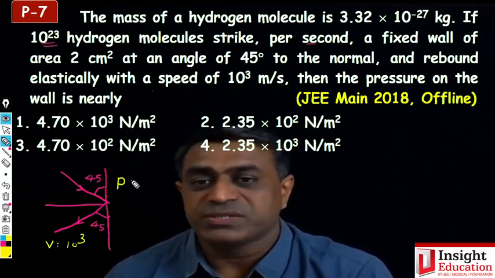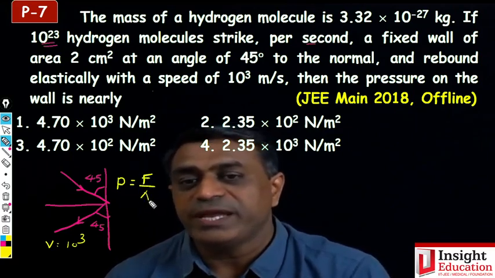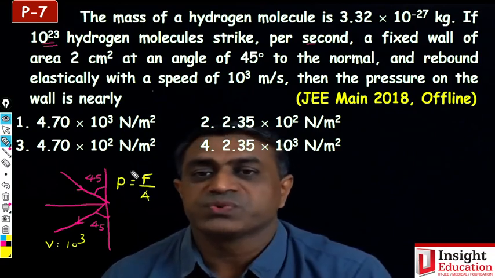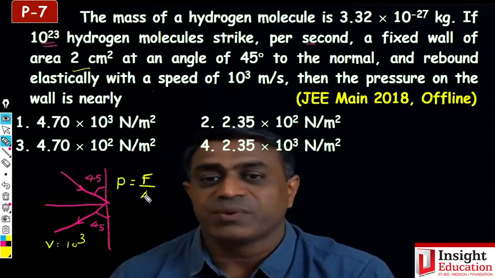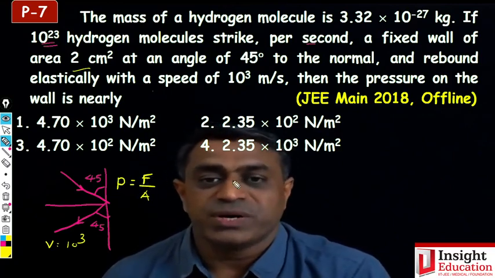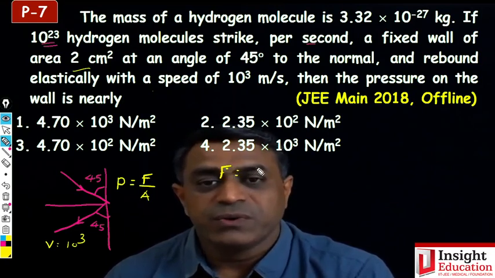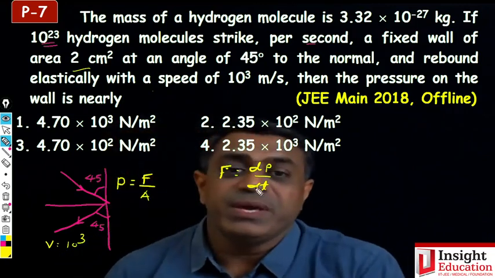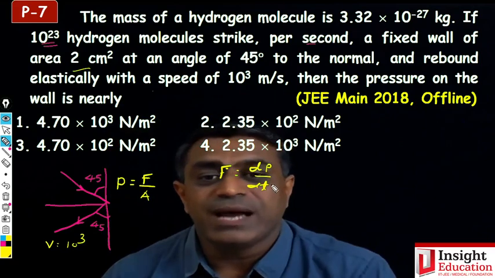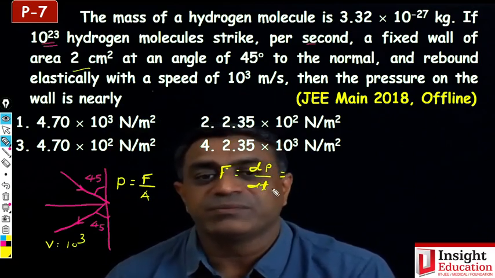So pressure is equal to, okay, use fundamental: force per unit area. Pressure is equal to force per unit area. So area is given, 2 centimeter square, so that is not the problem. So problem is force. So what is force? Force is equal to dp by dt, or I can say delta p by delta t. So change in momentum divided by time.